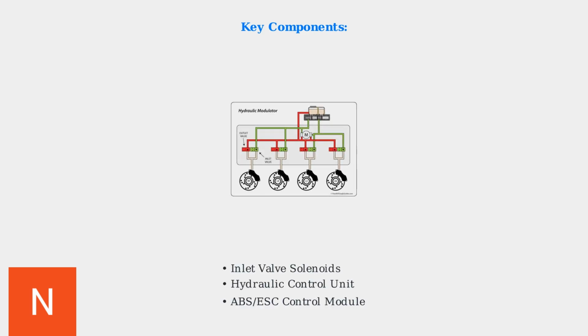The ABS uses inlet valve solenoids to control brake fluid flow to individual wheel cylinders, preventing wheel lockup during emergency braking. The hydraulic modulator contains multiple inlet valve solenoids that precisely control brake pressure. When code C1241 appears, one of these solenoids is not functioning properly, which can affect braking performance and safety.